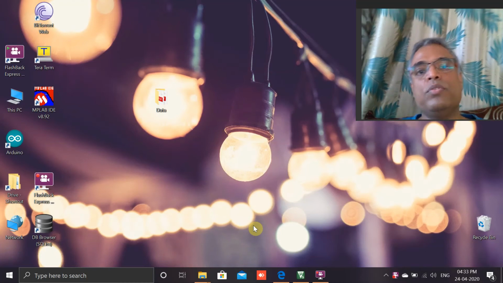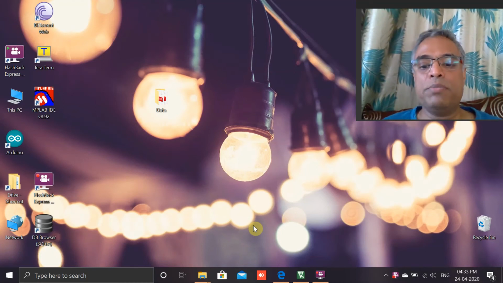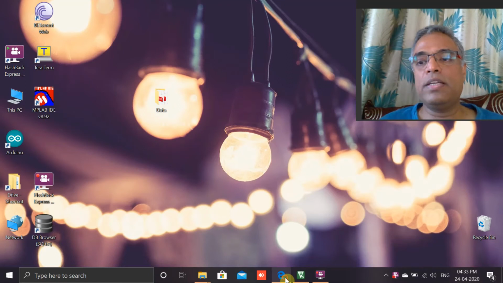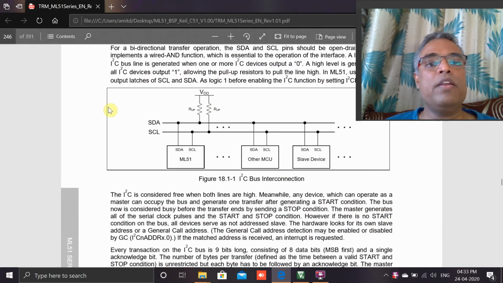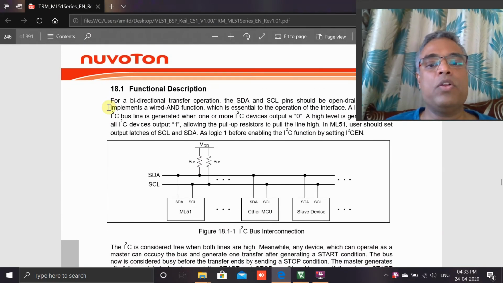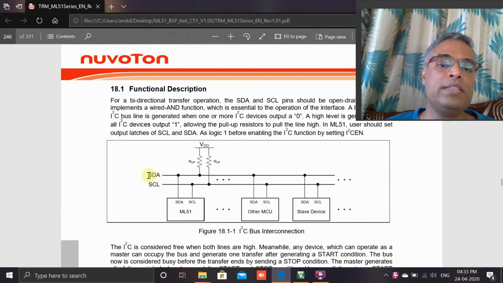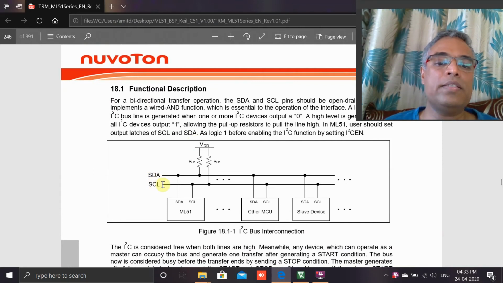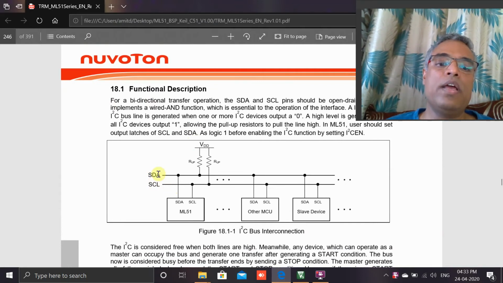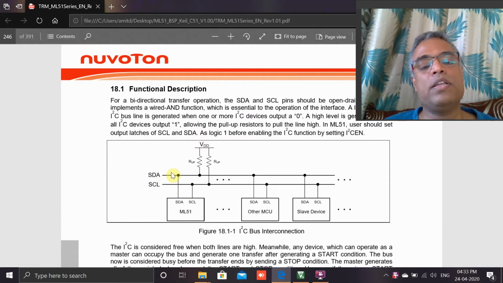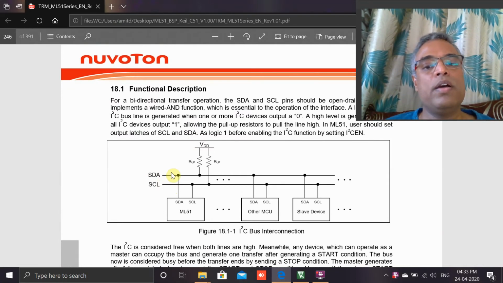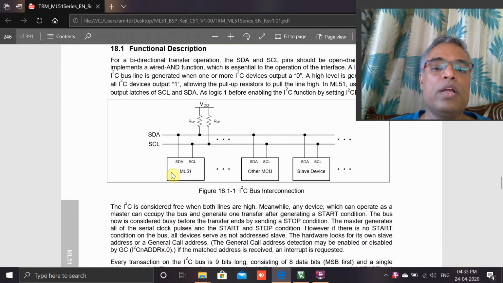Good afternoon. So today we are going to look at the I2C peripheral of the ML51. This is a rather interesting peripheral. So I have it here on the TRM. The I2C basically consists of two lines, the SDA and the SCL, where SCL is the clock and SDA is the data line. So this is basically a bidirectional communication port.